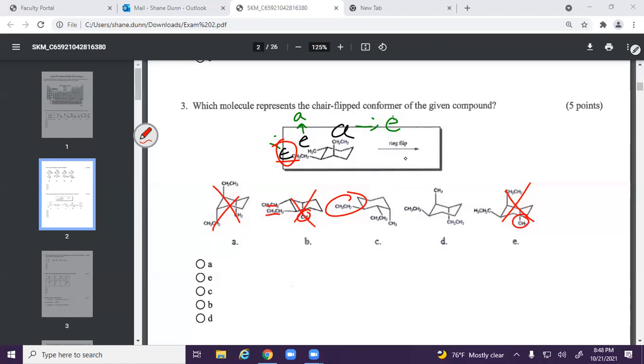How do you determine whether something's heavy or not? It's anything more than a hydrogen, really. Okay, thank you.